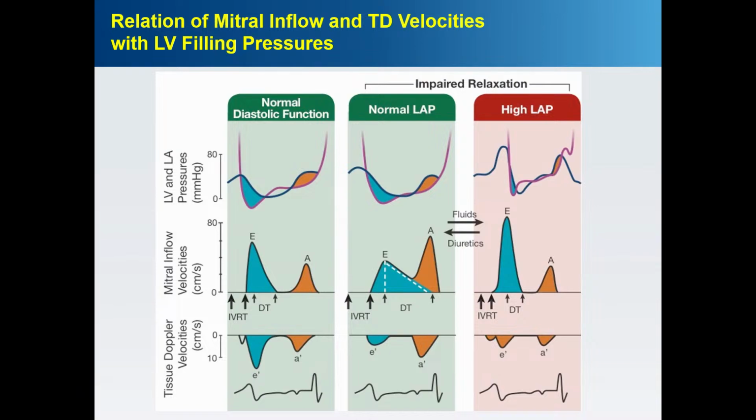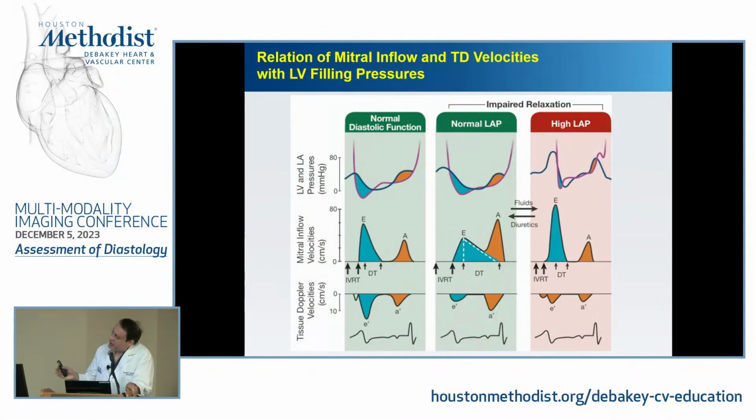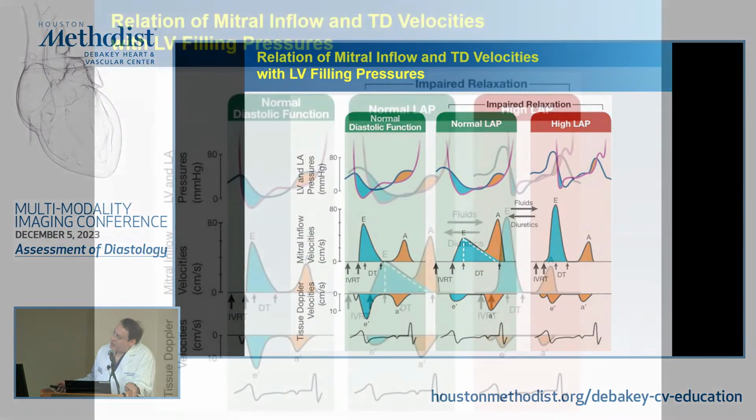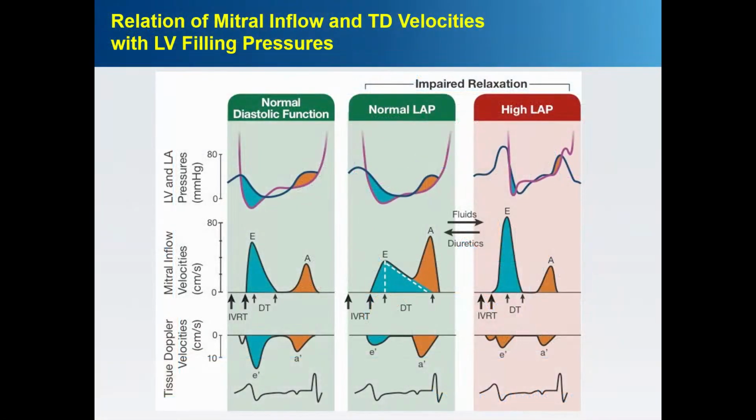So now that we've established the invasive piece, let's look at the non-invasive piece. The two big signals that we rely on, and they are not the only signals, are mitral inflow and annular velocities. These are recorded by pulse wave Doppler with the sample volume at the tips of the mitral valve, and we have to record at the tips. It is not in the funnel, it is not at the annulus.